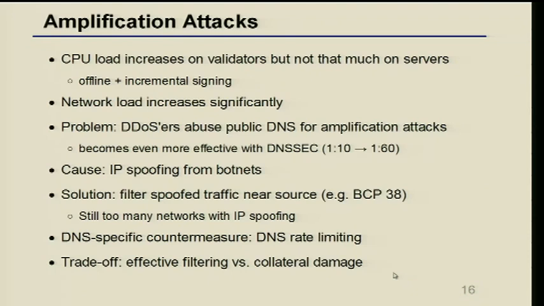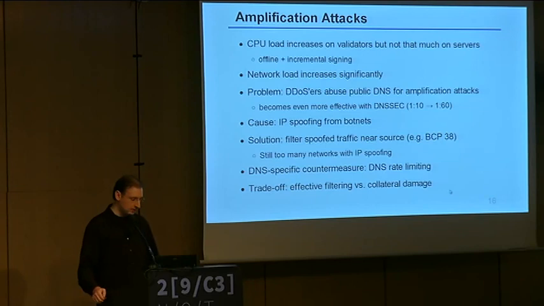However, the network load increases significantly on the servers. This is because all these signatures, RSA signatures, take a lot of space. So now we have a problem. Legacy DNS already had a problem with distributed denial of service attacks. The public DNS infrastructure is abused for amplification attacks. DDoS attackers use the public DNS infrastructure to amplify their traffic. And this becomes even more effective with DNSSEC because the responses are even larger.